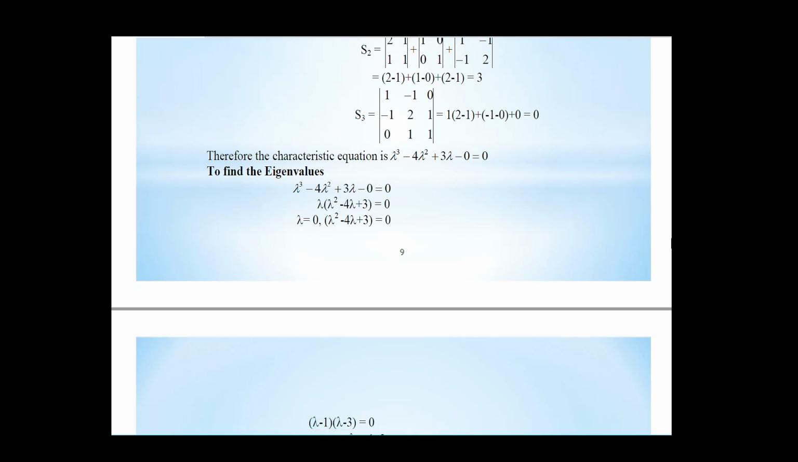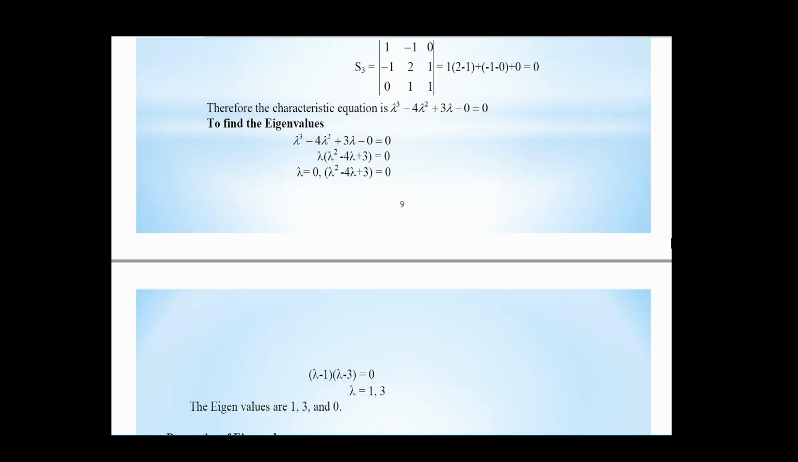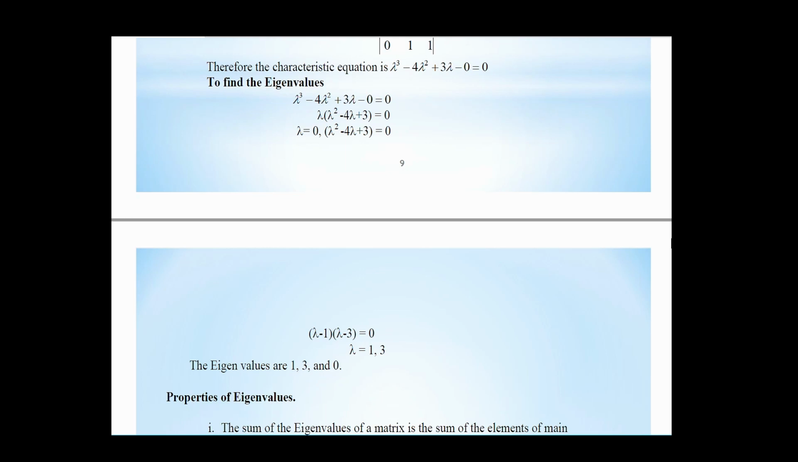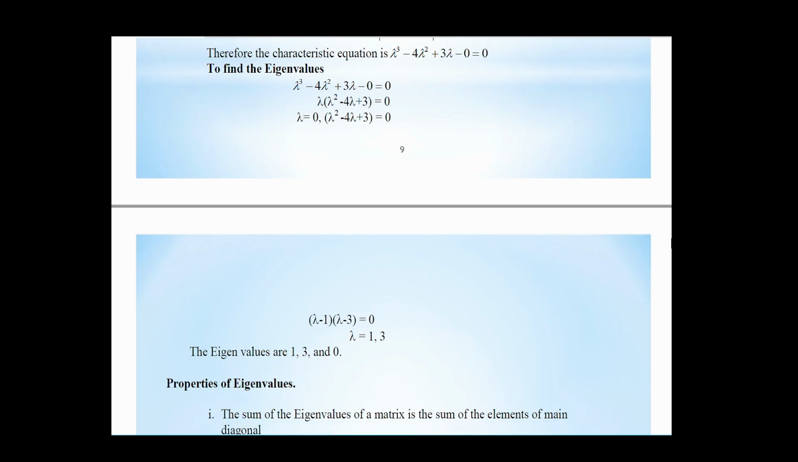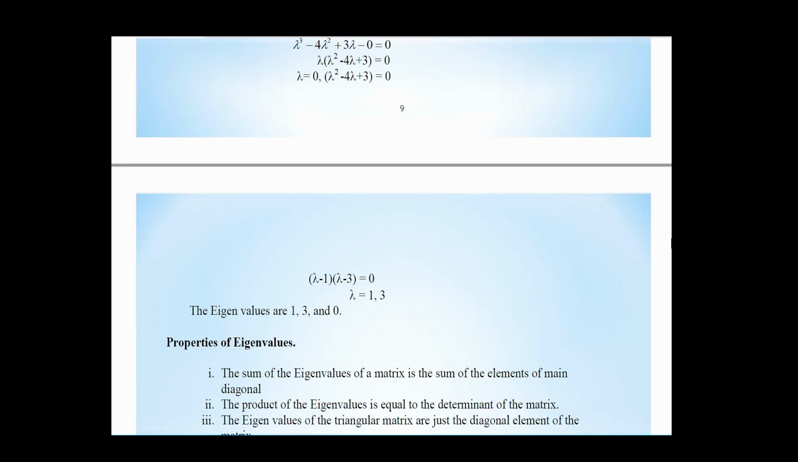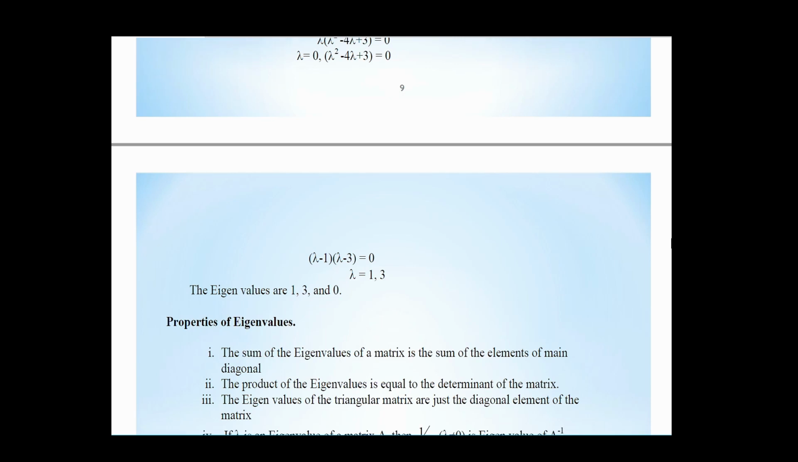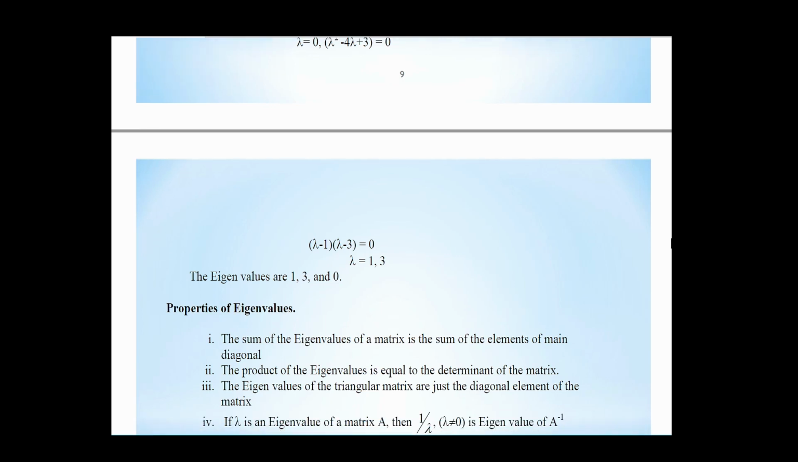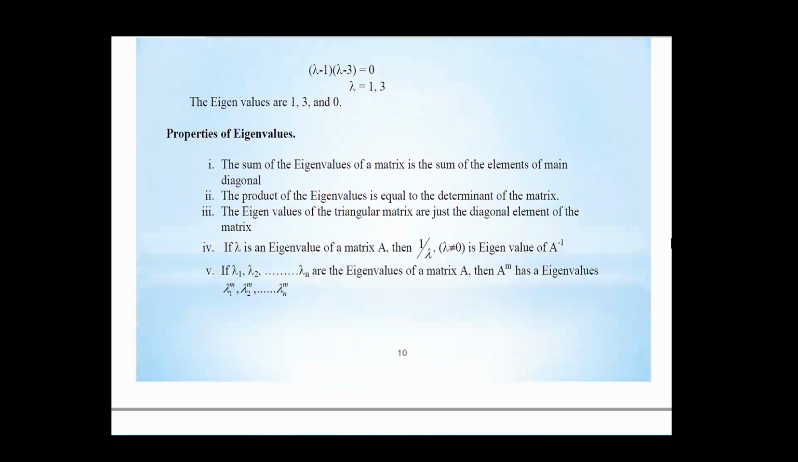We find the remaining two eigenvalues by factorizing lambda square minus 4 lambda plus 3. We get lambda minus 1 into lambda minus 3. So the first eigenvalue is lambda equal to 0, and the second and third eigenvalues are 1 and 3. Therefore the eigenvalues of the given 3 by 3 matrix are 1, 3 and 0.